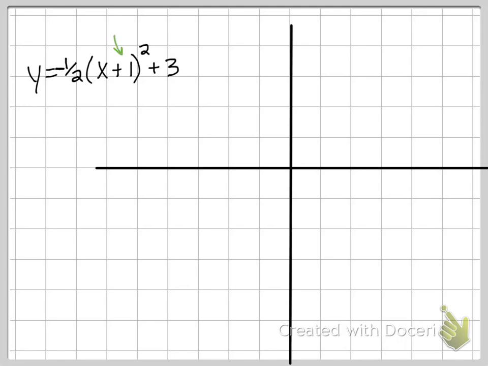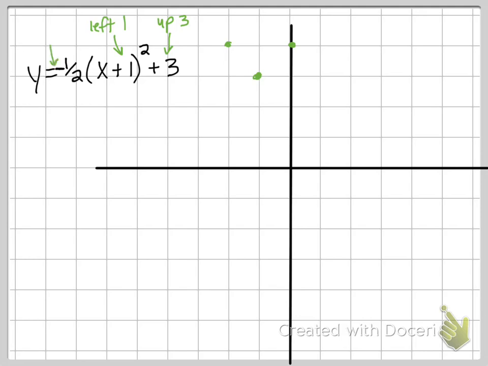Alright, so I see that I have a plus 1, which tells me it needs to shift left 1. I have a plus 3, which tells me up 3. Here's my h because it's inside the function. Here's my k because it's outside the function. So I'm going to shift left 1 and up 3 to get my vertex. There we go. Now normally this graph, a parabola, would go over 1, up 1, over 1, up 1, because 1 squared is 1 and negative 1 squared is 1. So normally I would have these 2 points here coming after the vertex.